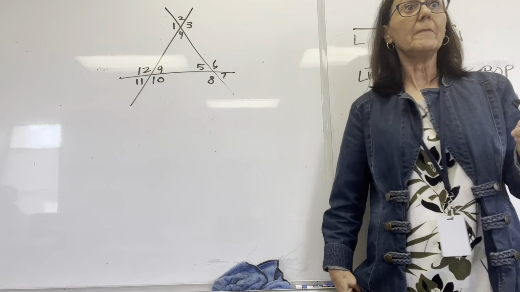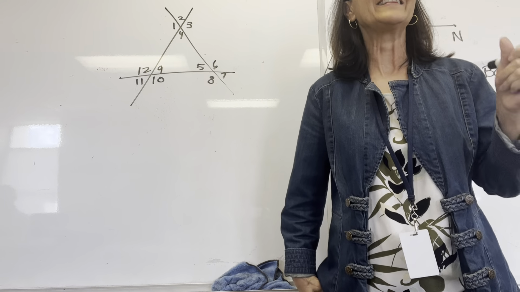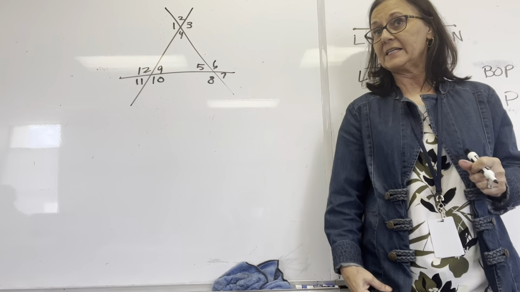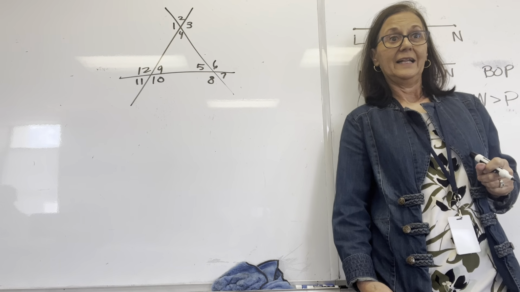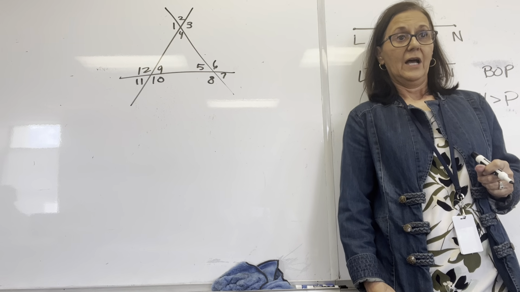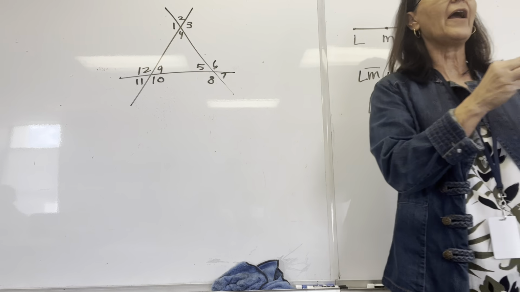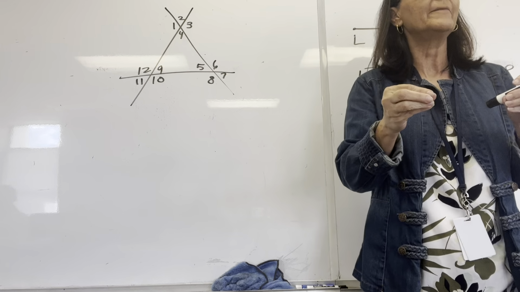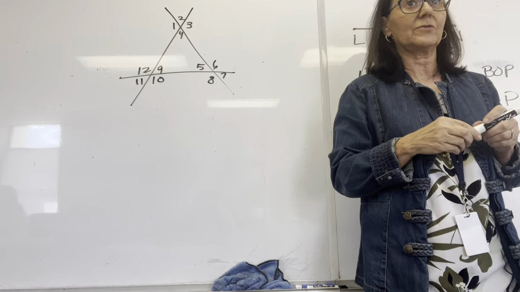It is supplementary to an interior angle. Why? Because it forms a linear pair. There's something else about an exterior angle. Is it the two interior angles opposite of it equal to it? Yes, an exterior angle equals the sum of the two remote interior angles. Got it?